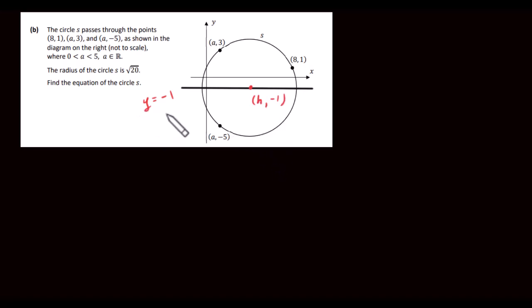So let's see. I didn't read the rest of the question shown in the diagram. Not to scale. a is between 0 and 5, and a is real. The radius of the circle, okay, so we're given the radius is root 20. Find the equation of the circle.